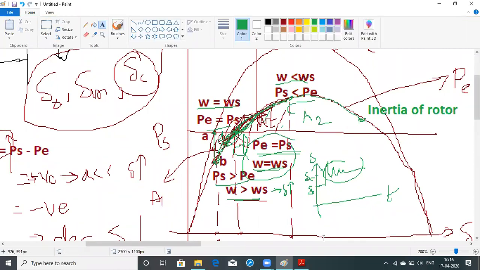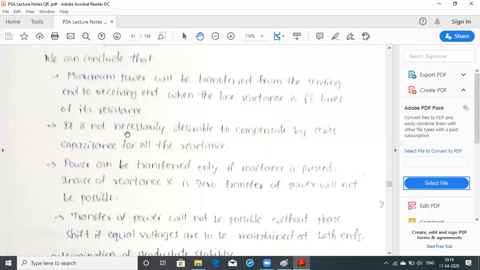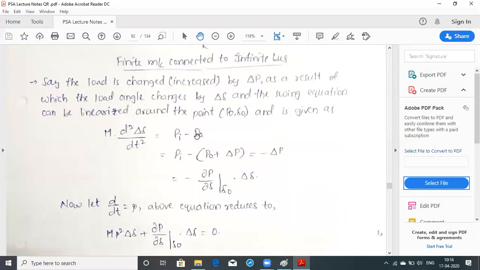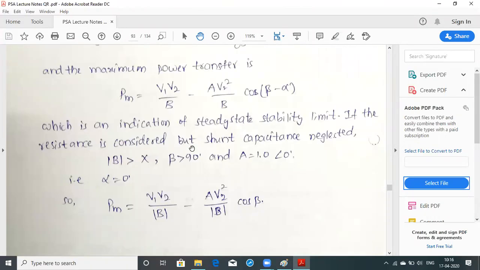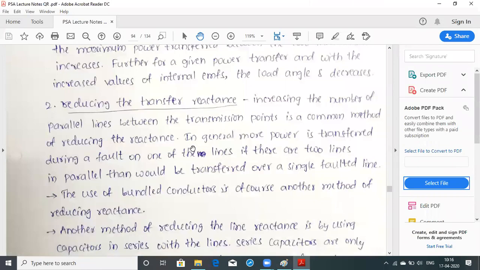In the class notes, I gave you another example, but that example may confuse you because that example is not recorded in the synchronous generator.